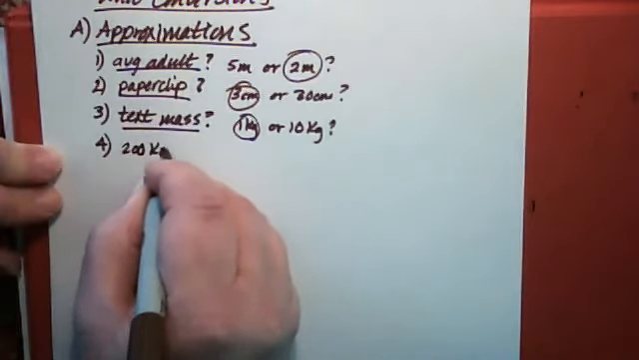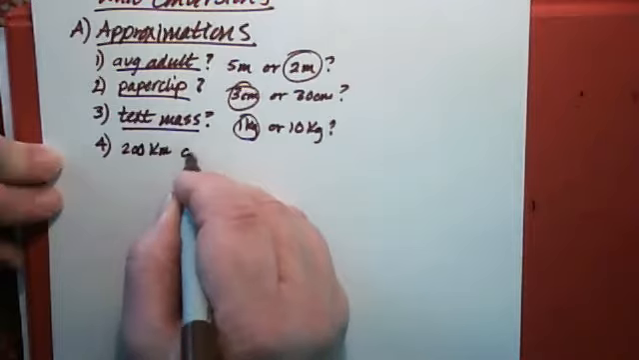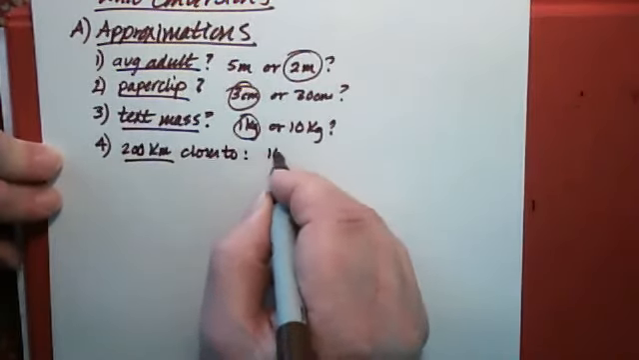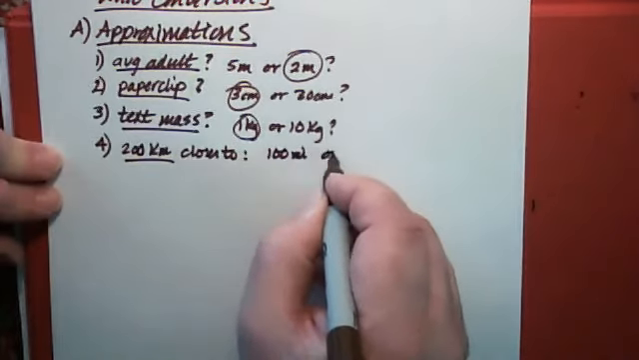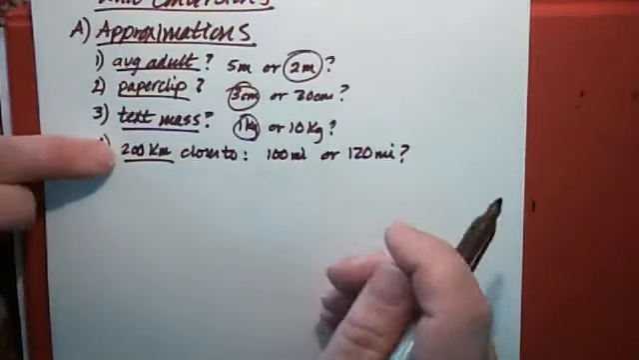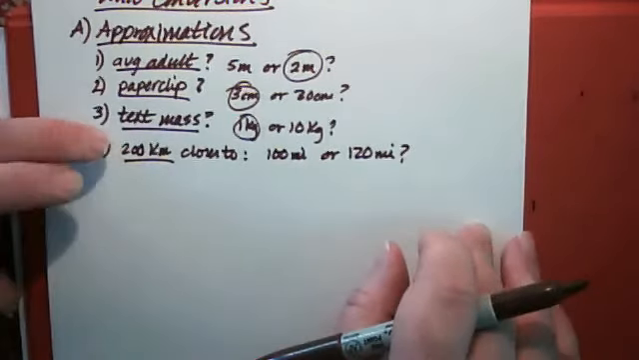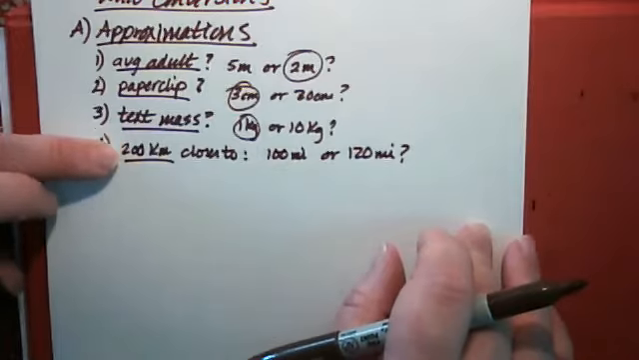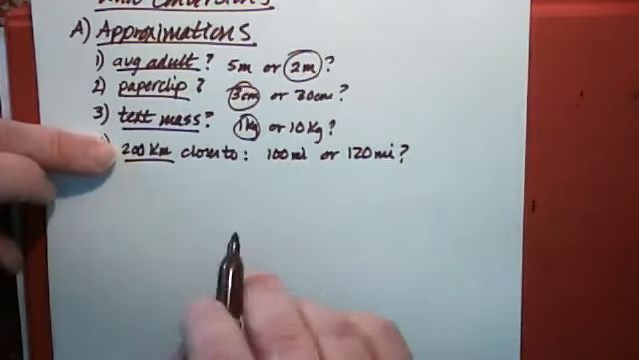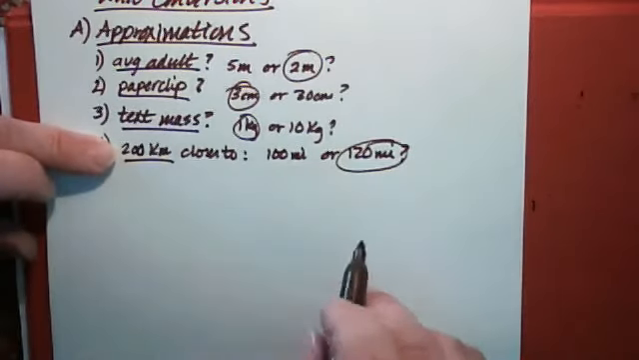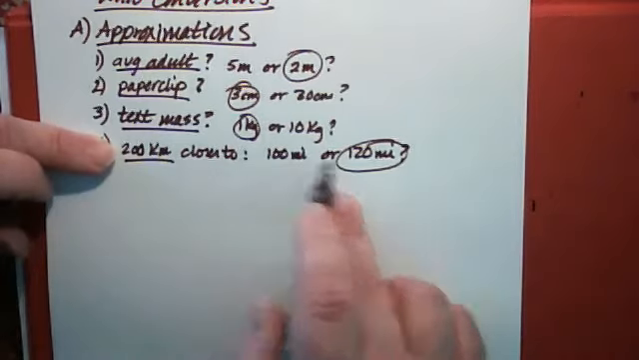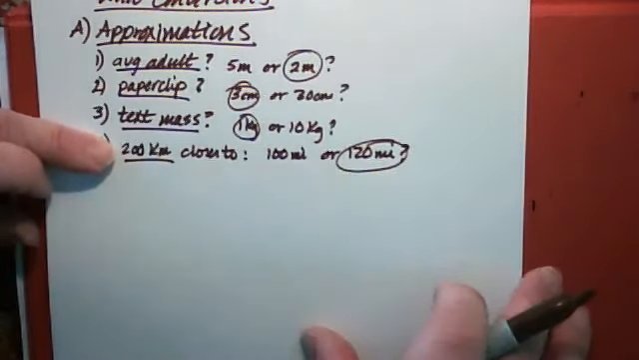Okay, 200 kilometers is closer to which of these distances, 100 miles or 120 miles? So we're not getting so approximate here. 1 kilometer is a little more than half a mile. It's actually about 0.6 or 0.62 miles if you want to be even a little less approximate about it. So it would definitely be 120 miles. Although for most purposes, 100 miles would not be a bad approximation. But if it's a choice between 100 or 120, then 120 is definitely closer.